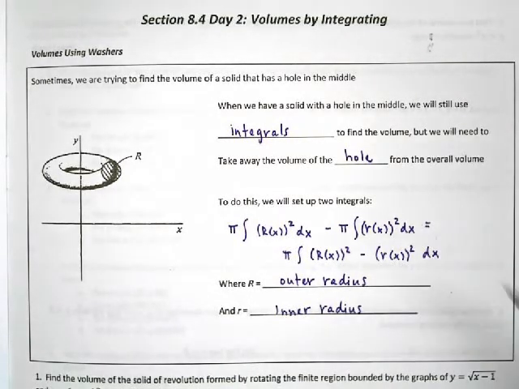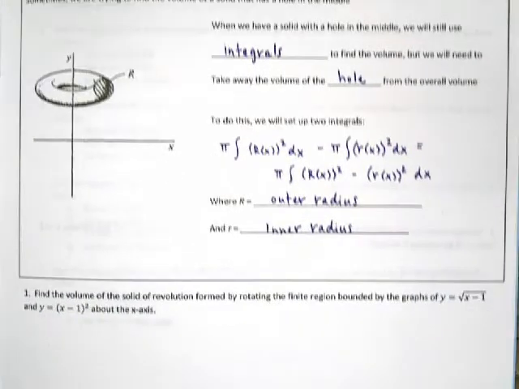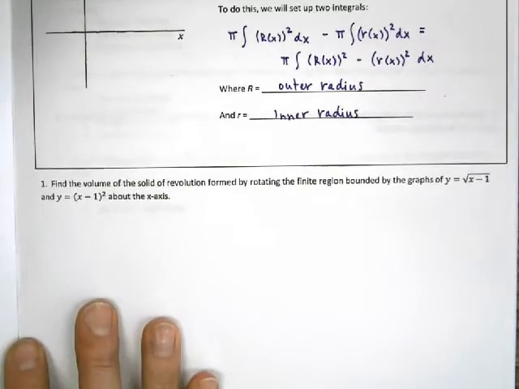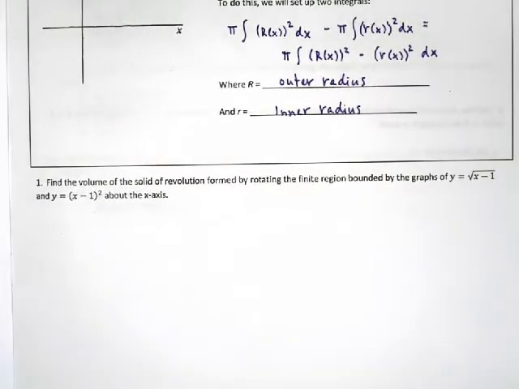So let's take a look at a problem and really see where these big R's and little r's come from. So our first problem here is asking us to find the volume of the solid of revolution formed by rotating the finite region bounded by the graphs of y equals the square root of x minus 1 and y equals (x minus 1) quantity squared about the x-axis.